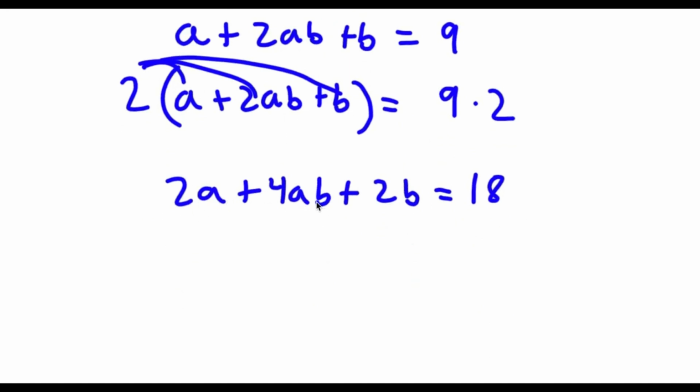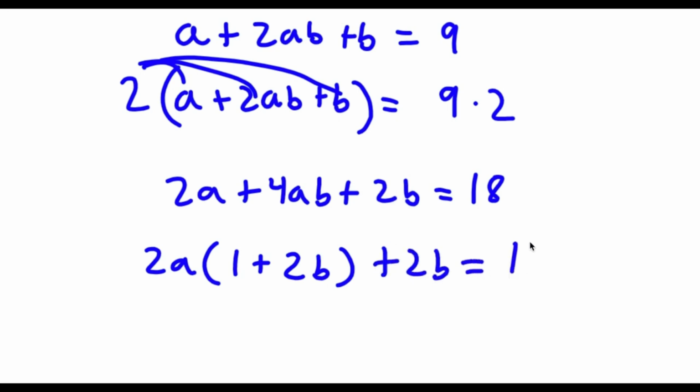Now, from 2a plus 4ab, I can actually factor out 2a. So now I have 2a times, well, 2a divided by 2a is 1, plus 4ab divided by 2a. 4a divided by 2a is simply 2, and then all that's left is b, so I'm left with 2b. So I have 2a times 1 plus 2b, and then we can't forget our plus 2b at the end. This is equal to 18.